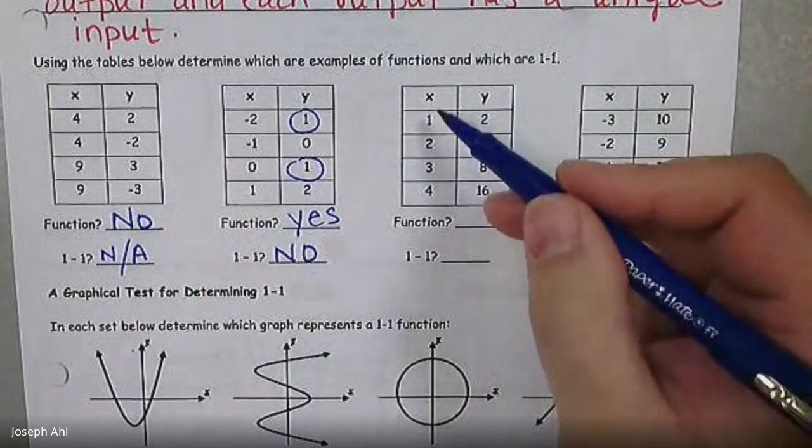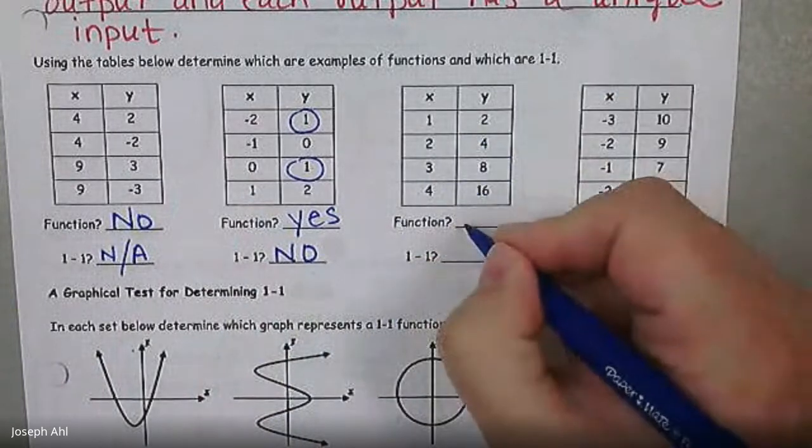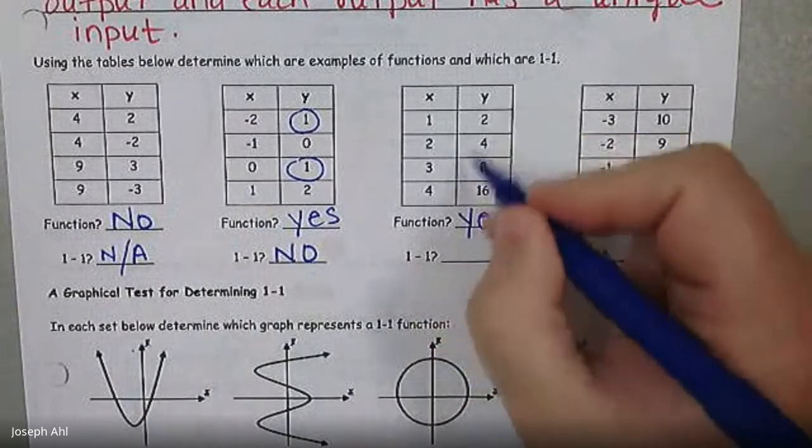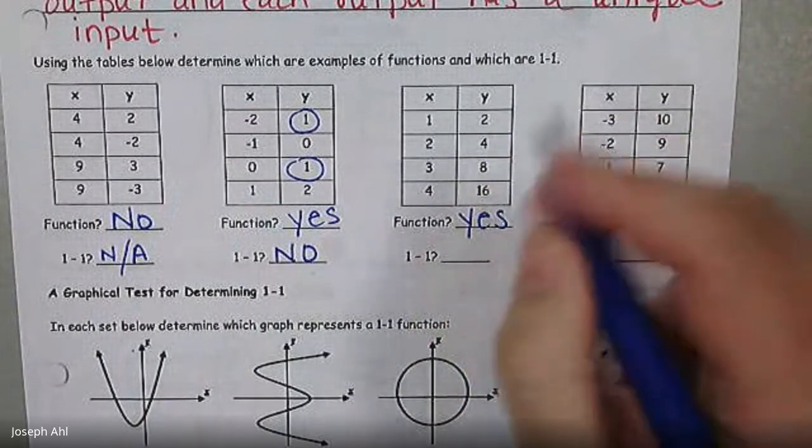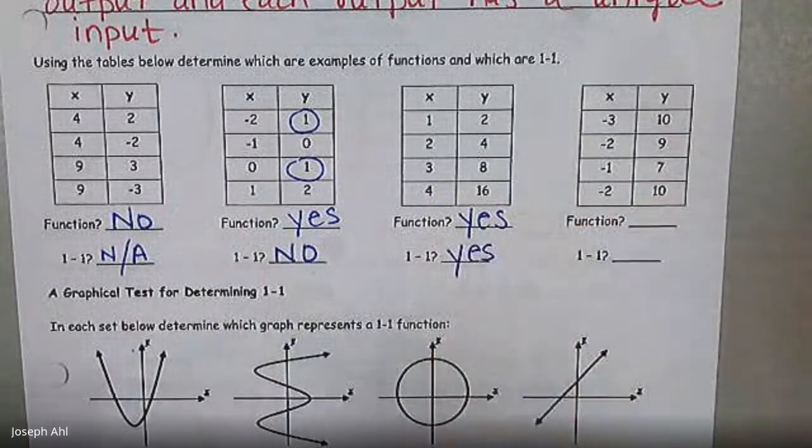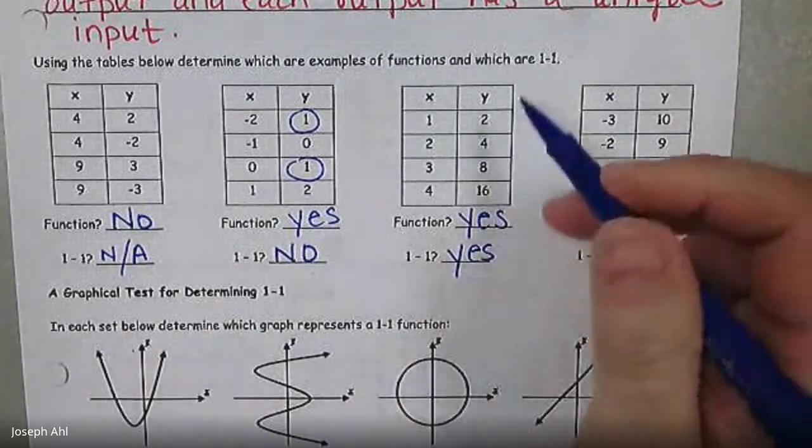If we analyze this case, 1, 2, 3, 4, all different inputs, so we're good for function. Do we also have all different outputs? 2, 4, 8, 16? Sure do. Okay, so that's the best case to determine a one-to-one function.